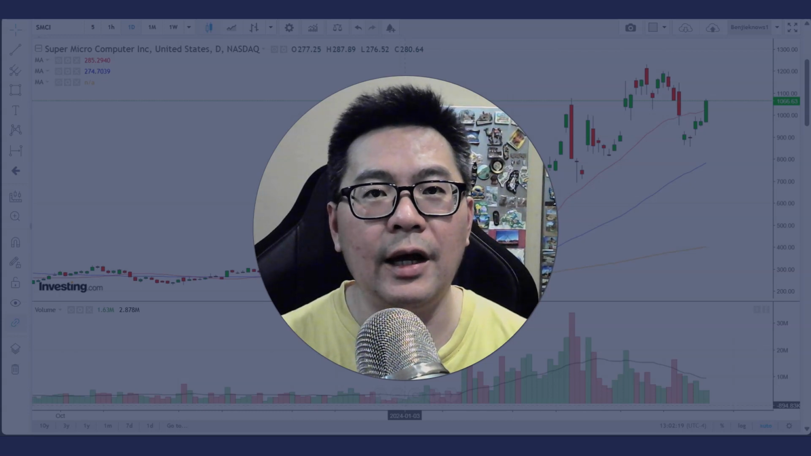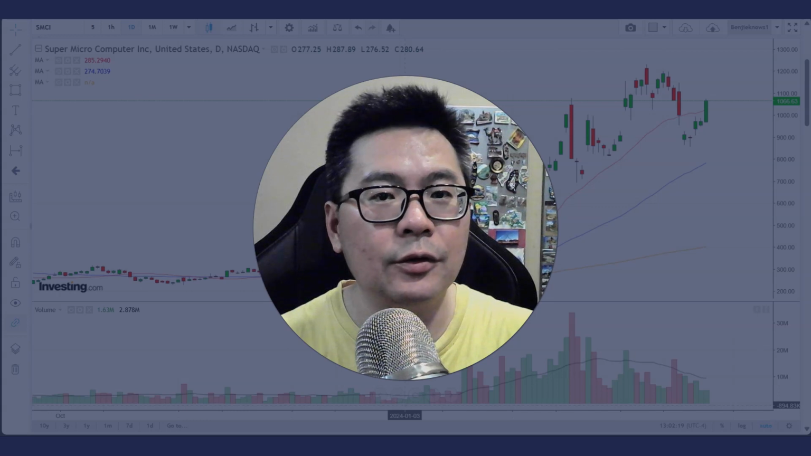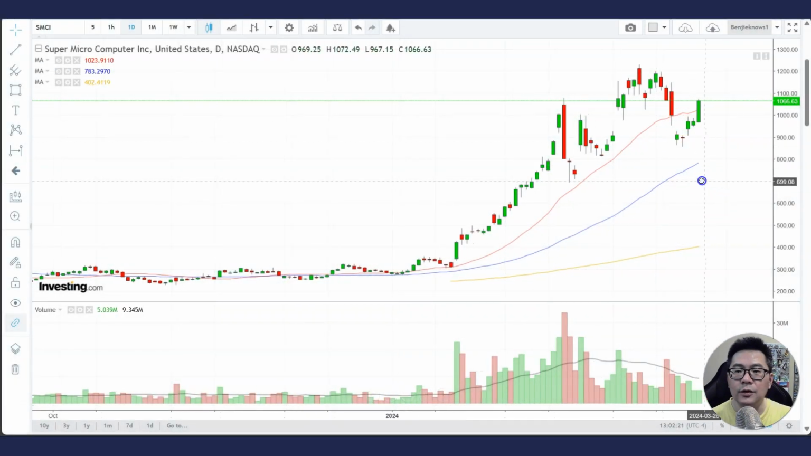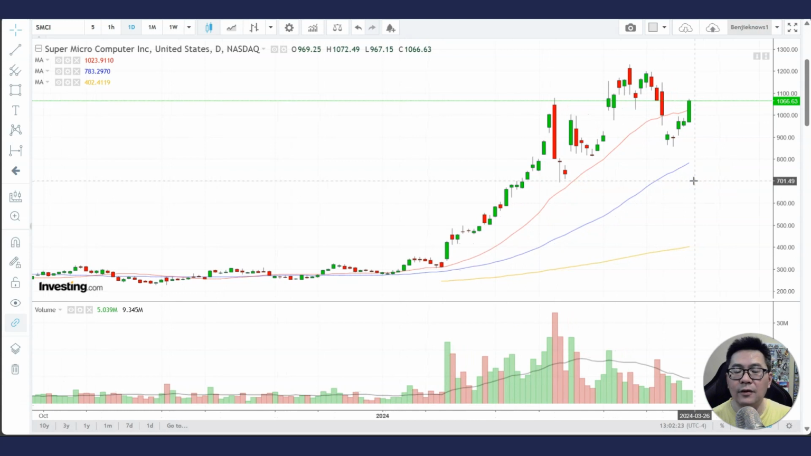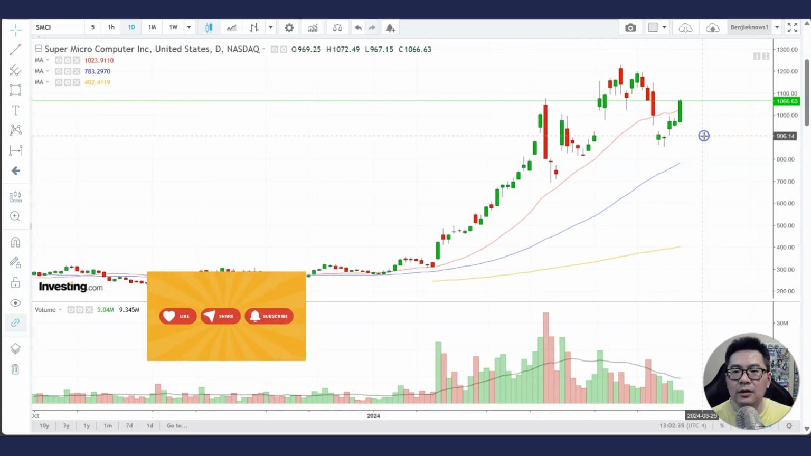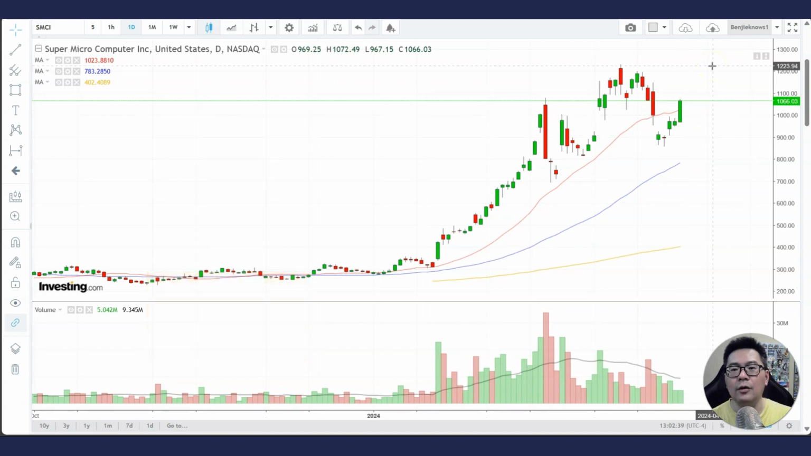Today we're going to look at SMCI, Supermicro Computer. So without further ado, let's switch to the daily chart of SMCI. First of all, we have this stock going up, making highs, and then it's correcting down here. Now, is this going to continue to go up, or is this stock ripe for a reversal?